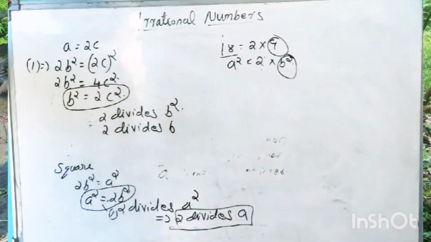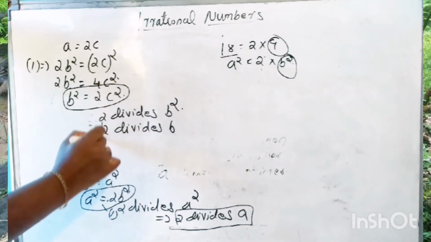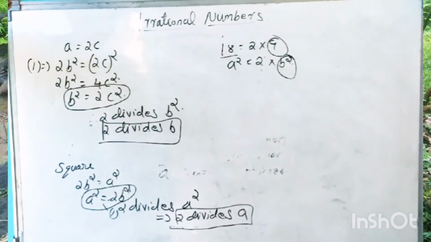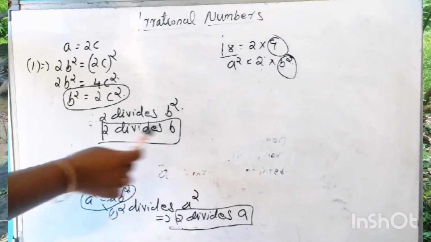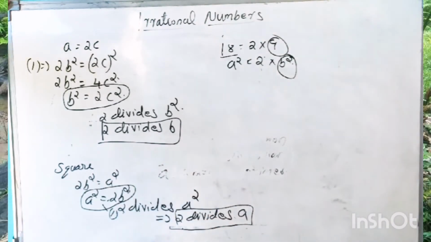Now just look at these two conclusions: 2 divides B, 2 divides A. That means 2 is a factor of B and 2 is a factor of A. That is, 2 is a common factor for A and B. Combining these two statements, we can say that 2 is a factor of A and B. Is it possible?